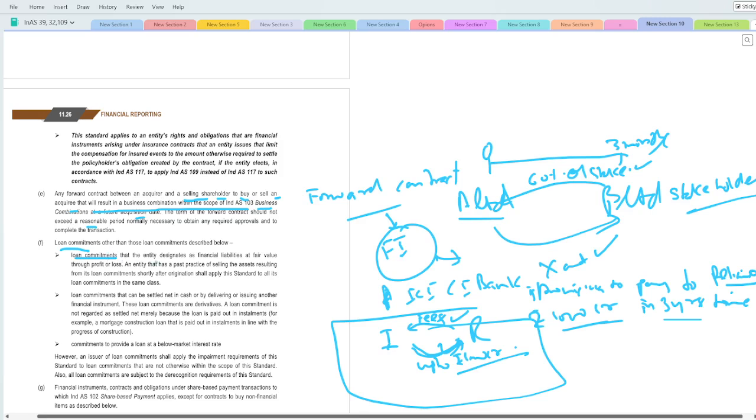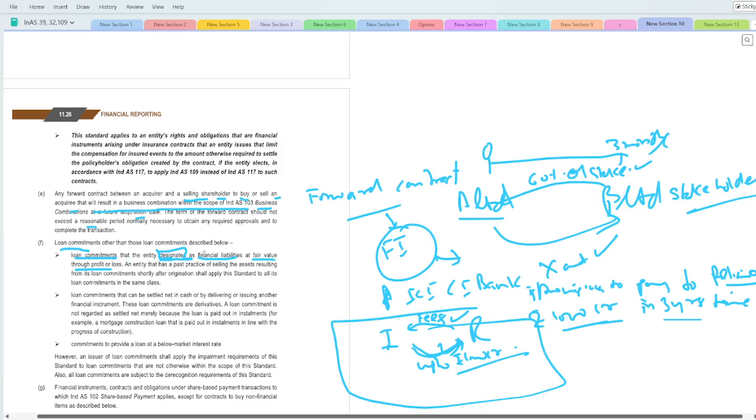So loan commitment that the entity designates. This designate word is very important. In the practical world, this is a very important thing. So I think if it is discussed in the second chapter, then I will touch upon. Otherwise, I will give you a high level overview about it. Designate. So this is a very important word here. So that the entity designates as a financial liability loan commitment at fair value through P&L. Okay.